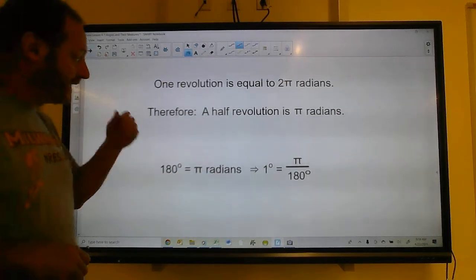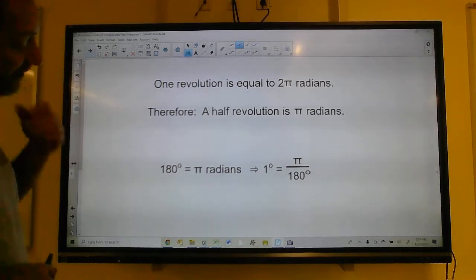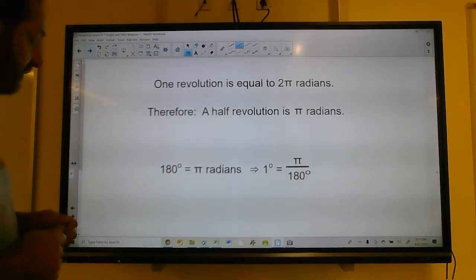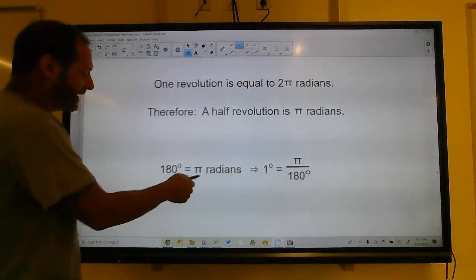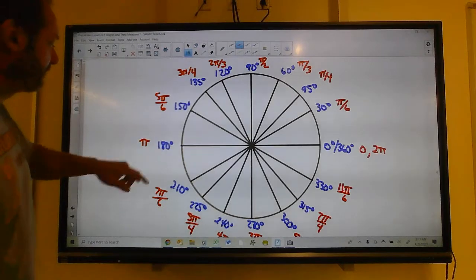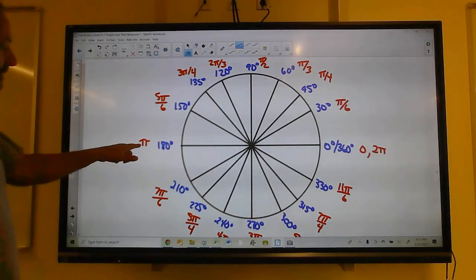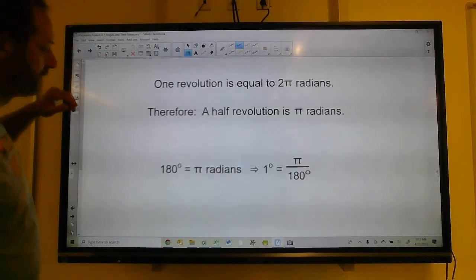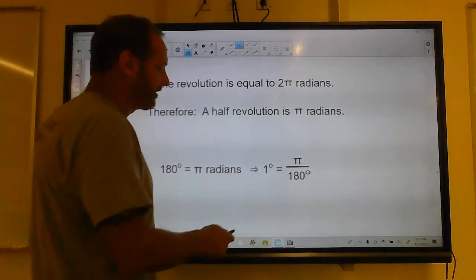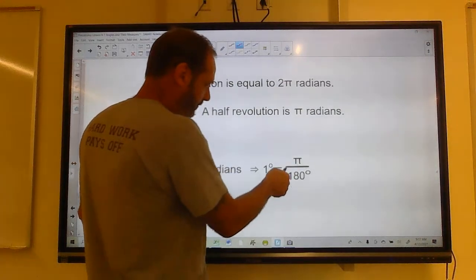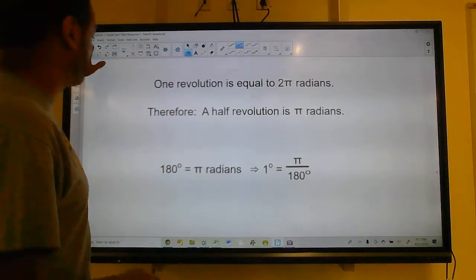And, okay, so now if we want to convert between radians and degrees, we know that pi radians and 180 degrees are the same. We know that from this unit circle right here. Pi radians and 180 degrees are the same thing. So we can convert using that formula.